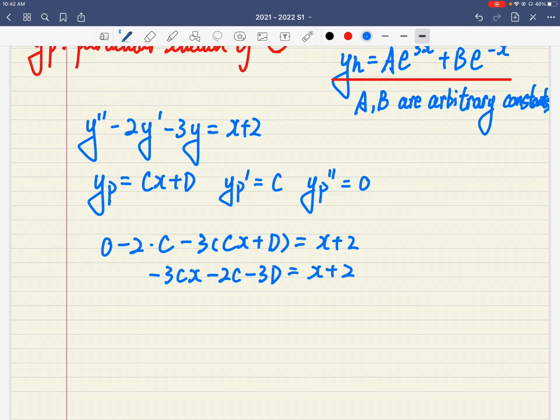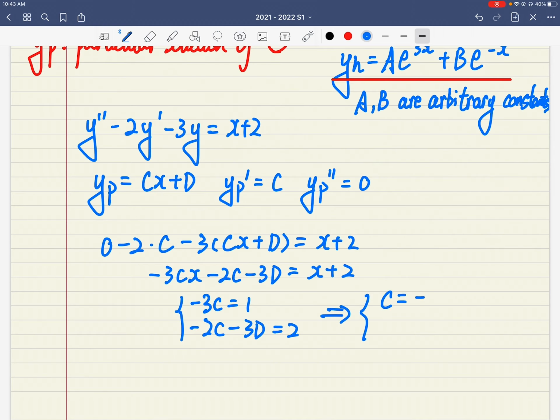It's clear that the coefficients of x should be the same on both sides. On the left-hand side, the coefficient of x is negative 3C. On the right-hand side, it's 1. So negative 3C is equal to 1. And the constant should be the same on both sides. So negative 2C minus 3D is equal to 2. Solve it: C is negative 1 over 3. What is D? D is negative 4 over 9.